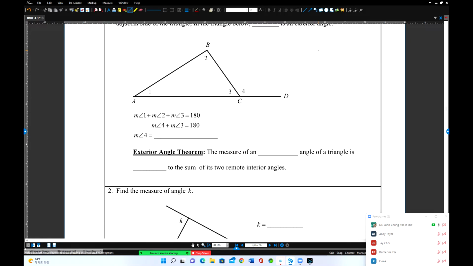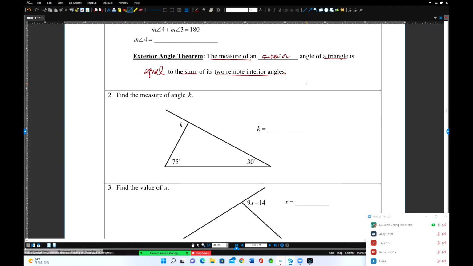I think exterior angle, what is that? The measure of one exterior angle of a triangle is equal to the sum of the two remote interior angles. And the measure of angle 4 should be equal to the measure of angle 1 plus the measure of angle 2, okay? Over here, how can you find the value of k? This value of k is what? The adjacent angle? Nope. The sum of these two remote interior angles, okay? So k equals what? 75 plus 30 equals 105.